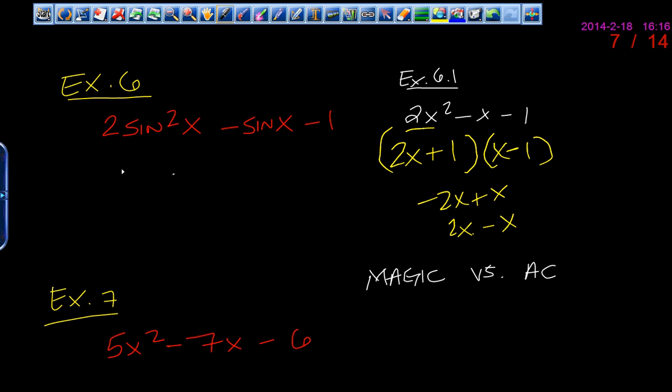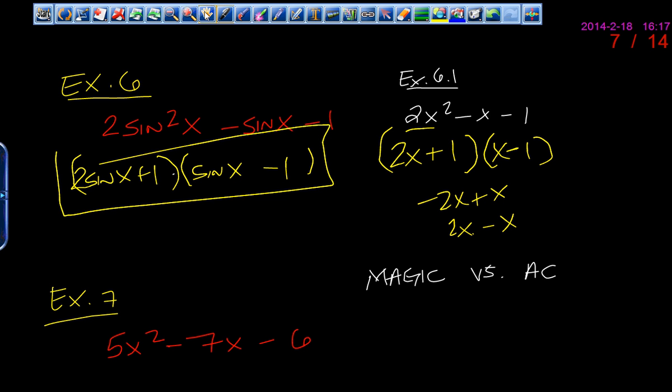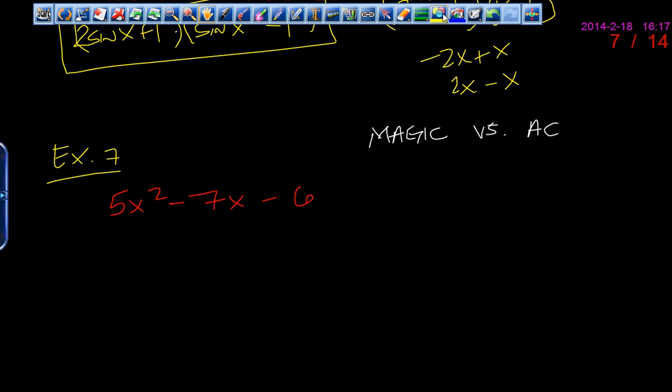Okay, so let's do that same idea. The only factors of sine squared are sine x and 2 sine x. So, there. Oh, sorry. I'm not done with that yet. Sorry. And then 1 and negative 1, same idea here, plus 1, negative 1. And we're done.